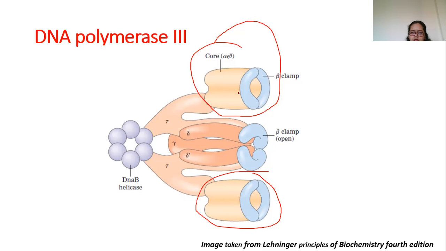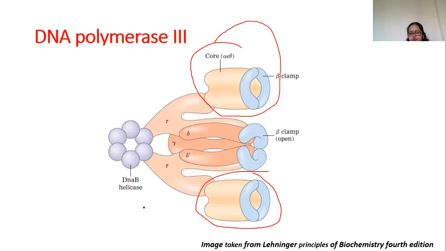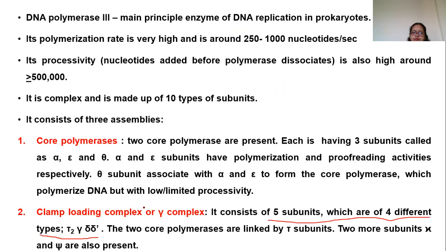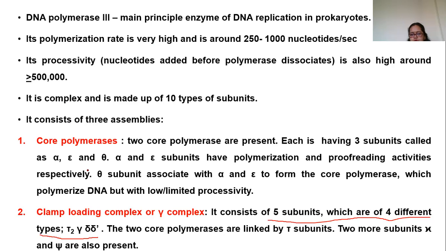You can see now these two core polymerases are linked to each other with the help of tau subunits. And two more subunits, chi and psi, are also present, but they are not shown here. Now the third one is beta sliding clamp. One more thing, the clamp loading complex.